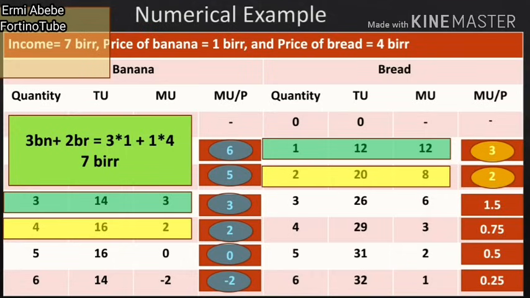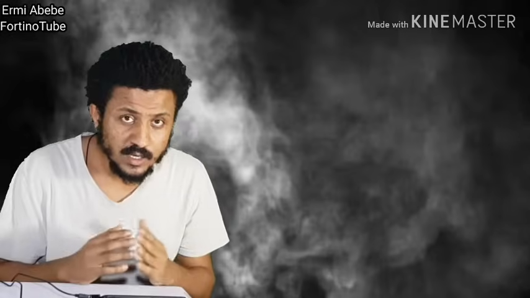So we will select our equilibrium quantities to be these: 3 quantity of banana and 1 quantity of bread. Total utility from consumption of 3 bananas is 14 and total utility from consumption of 1 bread is 12. So we consume 3 bananas and 1 bread, and our total utility is 14 plus 12, which is 26. Okay, this is the end of today's tutorial.